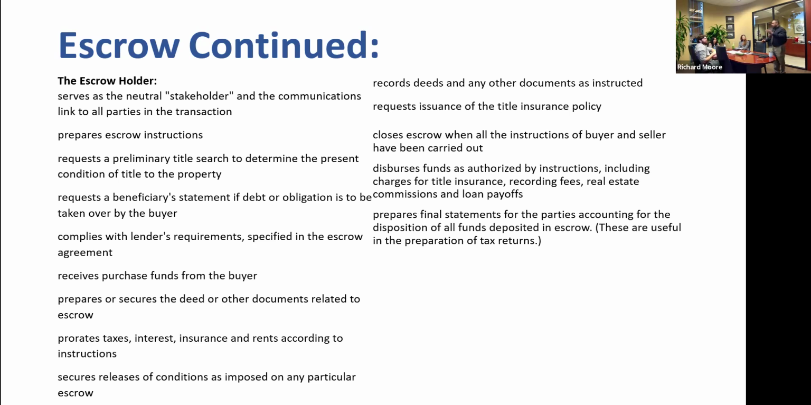So the seller's going to have their closing statement and the buyer's going to have their closing statement as to where all the money went. This is what the selling price was, this is what all the fees were associated with the seller. And the same thing for the buyer, this is what fees you paid for, Mr. and Mrs. Buyer.